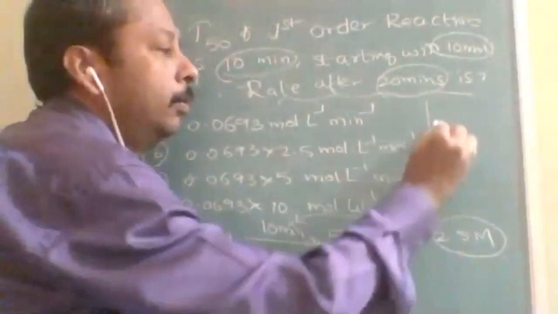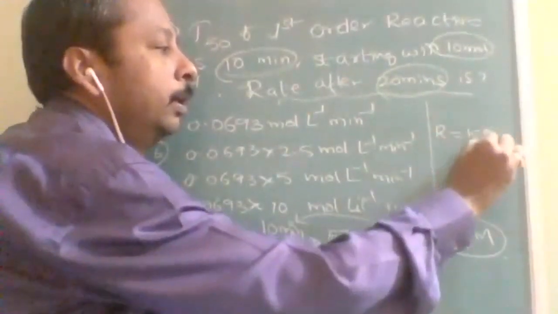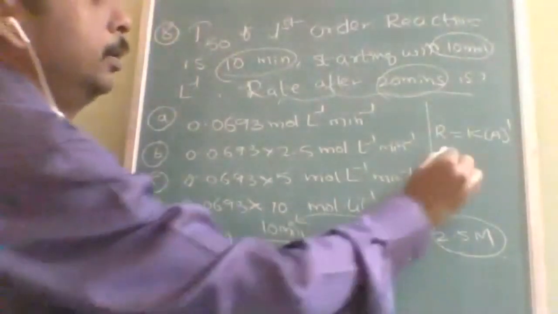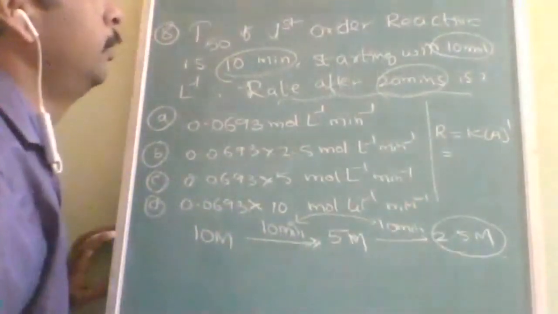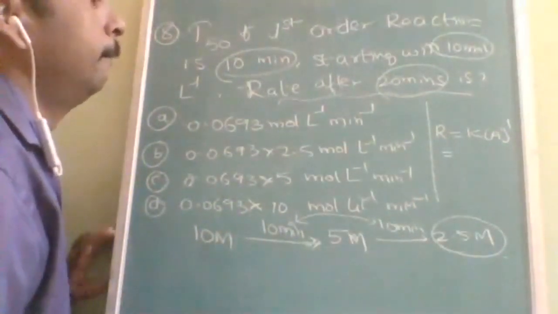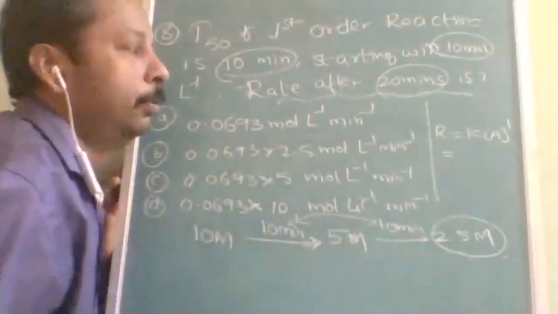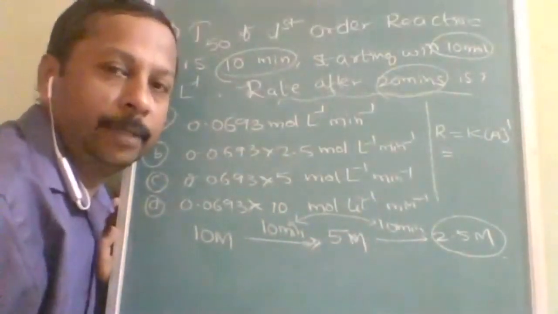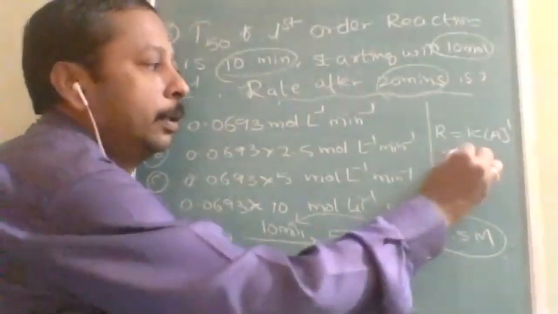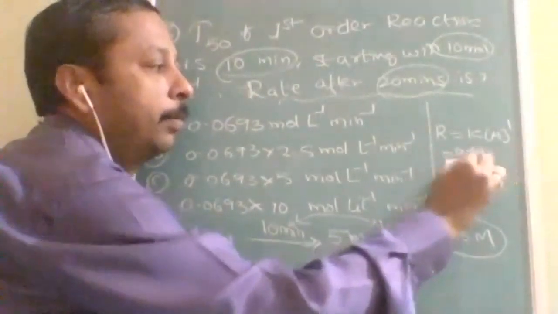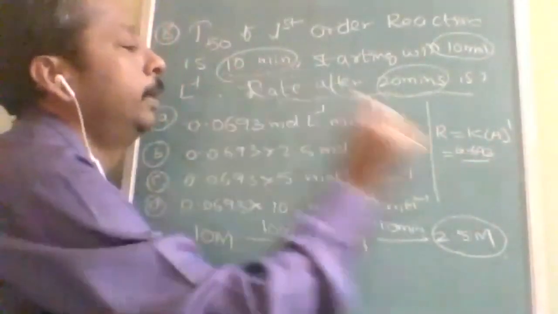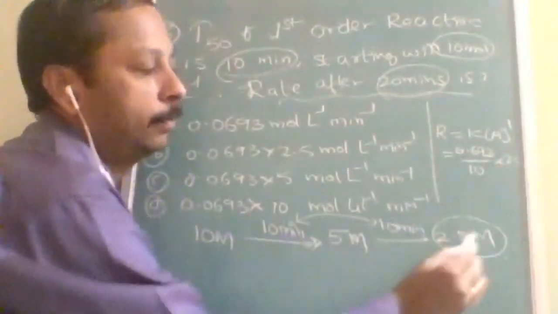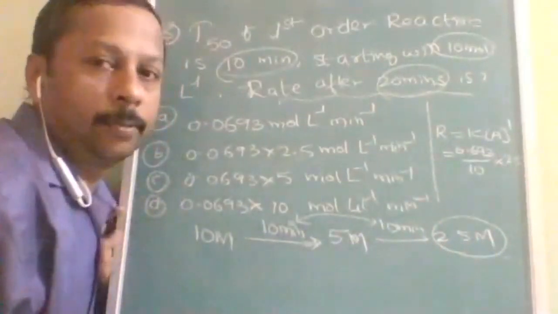It is a first order reaction, so rate R is equal to K into A to the power of 1. But K is not given. How will you do it? Very simple. For a first order reaction, the relation between half-life time and K is K equals 0.693 upon T half. T half here is 10. And A is 2.5, the concentration at that point of time.